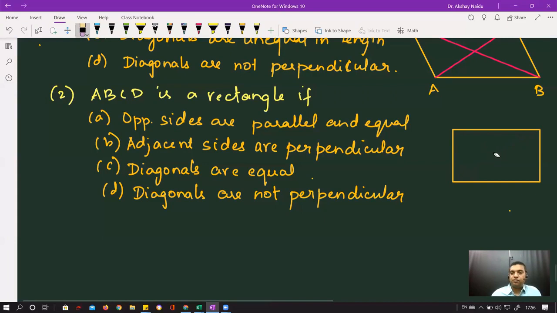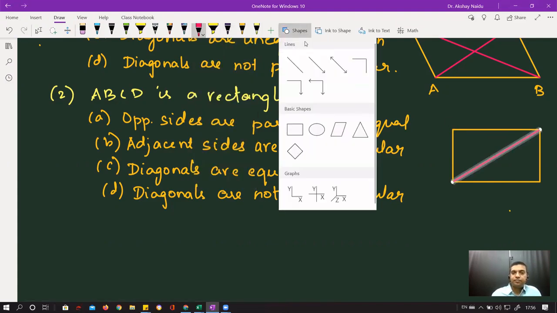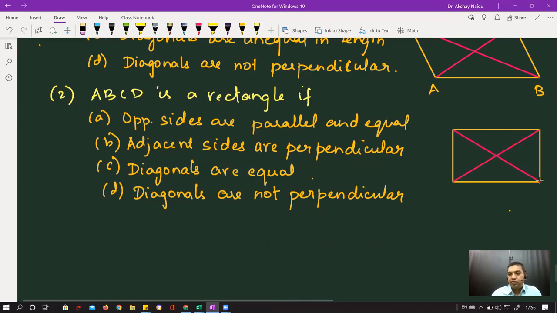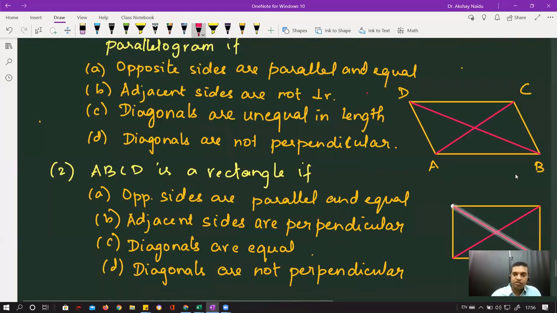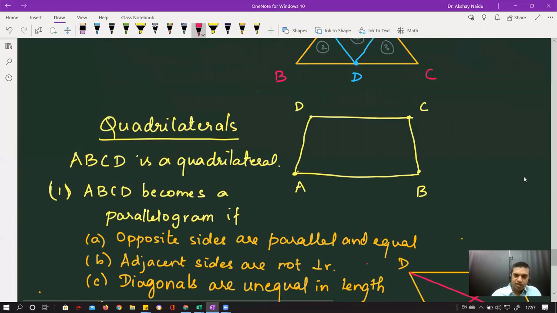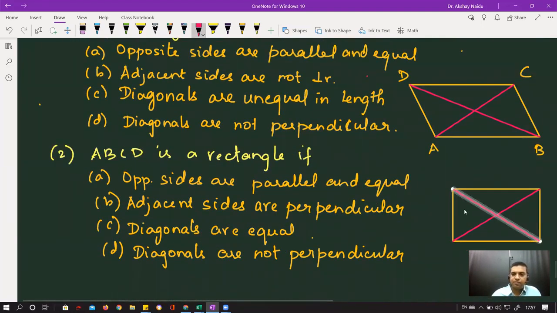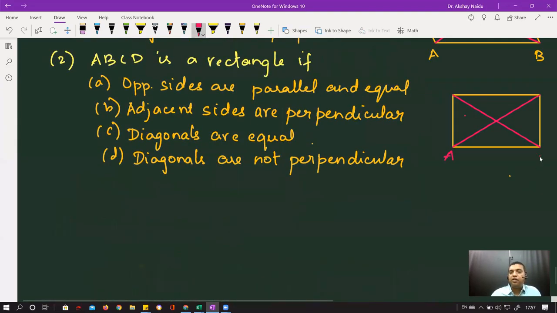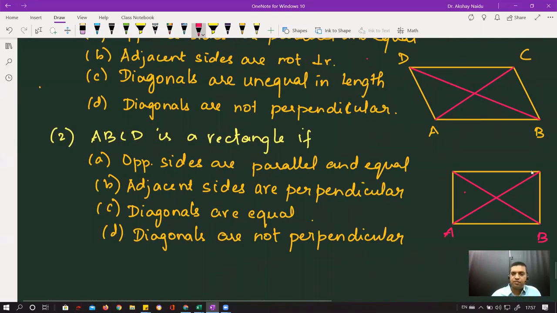There's a rectangle. Diagonals will be equal. Why will diagonals be equal? Because these two triangles are not just similar, they're equal in all respects. So you have A, B, C, D. AB will be equal to DC, equal in length and parallel. BC is parallel to AD and equal in length, and BD and AC will be equal to each other. However, the diagonals will not be at 90 degrees.